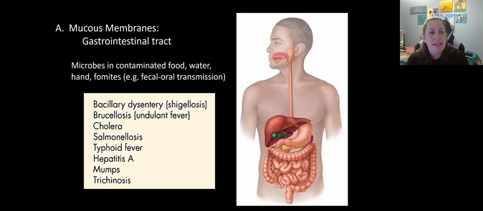The next mucous membrane is going to be the gastrointestinal tract. So this is how microbes get access in contaminated food, water, from your hands, or from other fomites. And this is normally due to what we call the fecal oral route, where we didn't wash our hands properly after going to the bathroom, and then we ate something or we put something in our mouth, which ultimately is where the transmission happens. Okay, so this is the digestive system, the gastrointestinal tract. And some examples here are dysentery, brucellosis, cholera, salmonella, typhoid fever, hepatitis A, mumps, and trichinosis. And again, this isn't the whole list, but these are some.